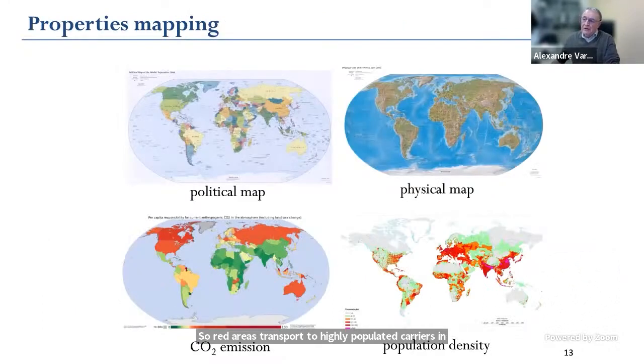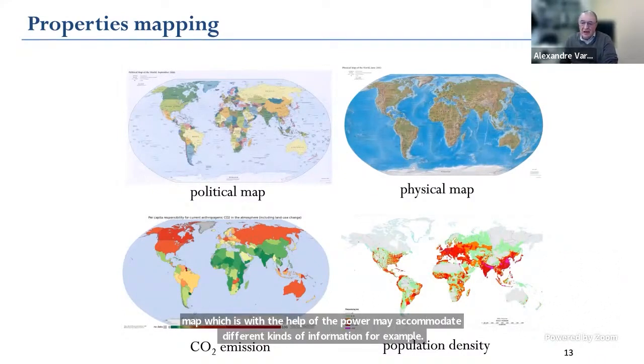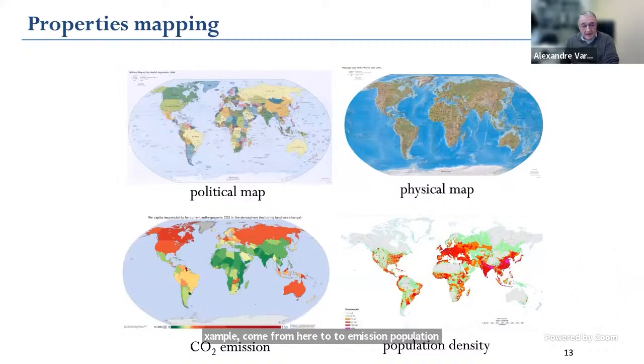Now, I would like just to mention that generated topographic maps can also accommodate some information about various molecular properties, similar to the world map, which, with the help of the color code, may accommodate different kinds of information. For example, country frontiers, CO2 emission, population density, etc.